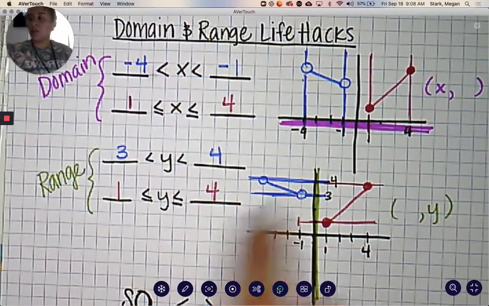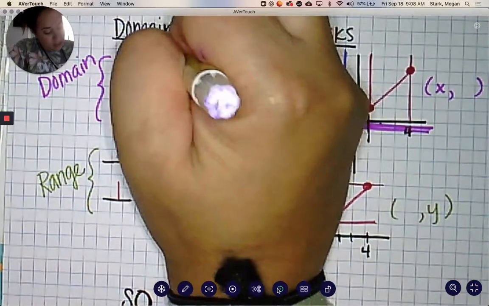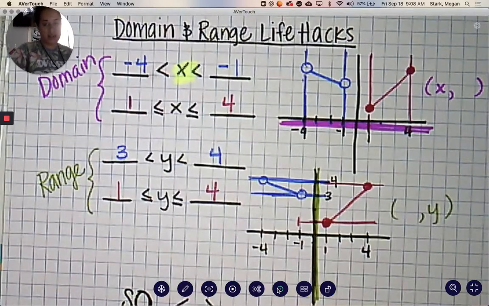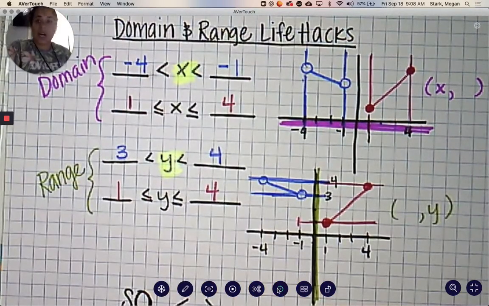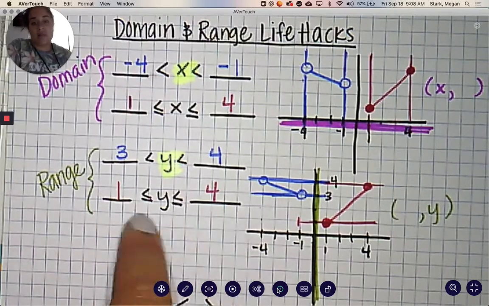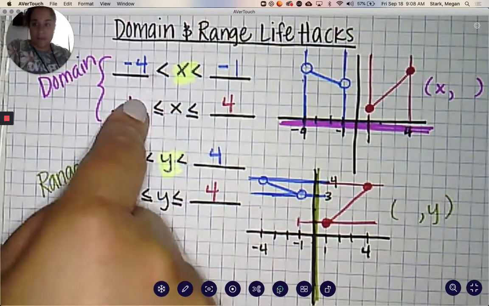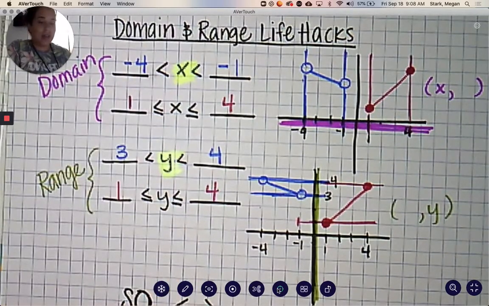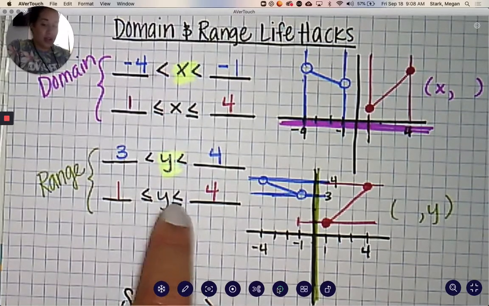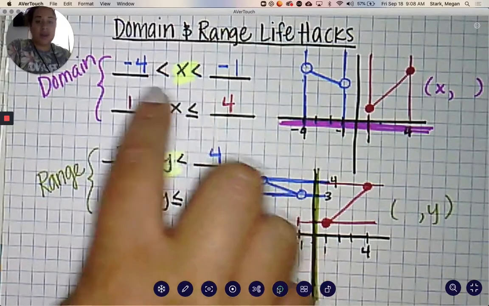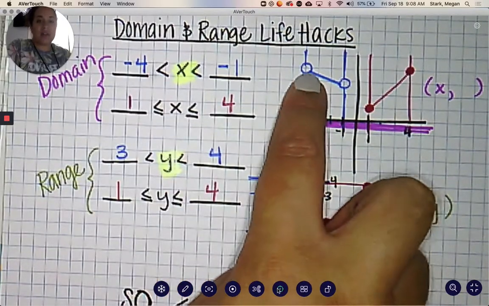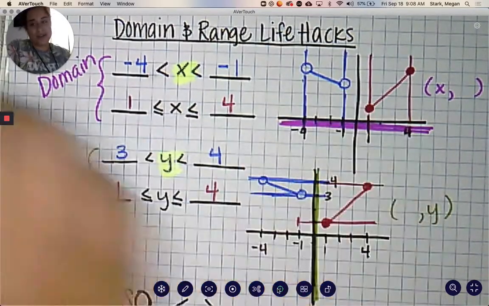Notice, too, how if I'm talking about domain, x is in the middle, and if I'm talking about range, y is in the middle. On your tests, quizzes, and EOC, I guarantee you this is how I'm going to try and trick you, by switching up the letters. I'm also going to try and trick you by switching up your inequality symbols. If you caught on that the inequalities change based off of the circle, you're one step ahead.